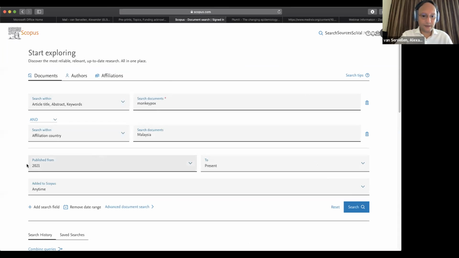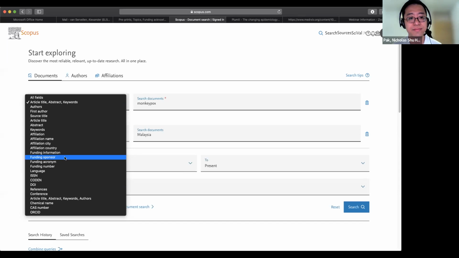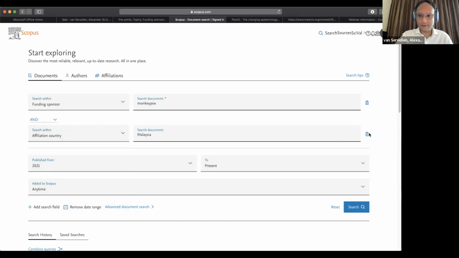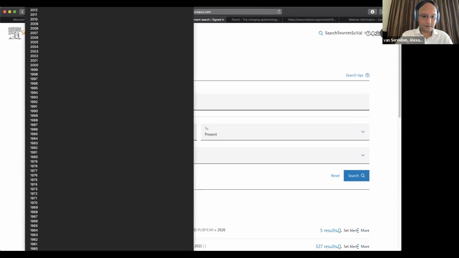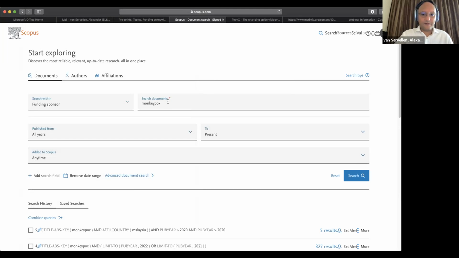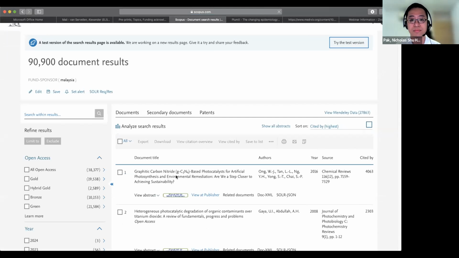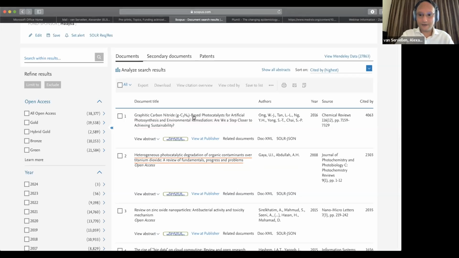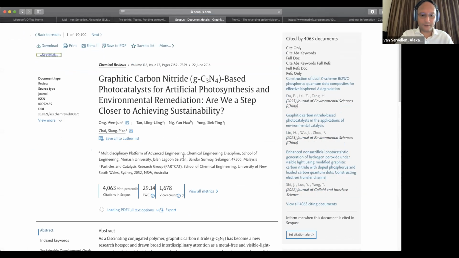So we're going to go back into Scopus, and I need to do an advanced document search. Or can I do it here as well? Yeah, I think that's funding sponsor. I could just do funding sponsor. I'm going to get rid of this one. And I'm going to say anytime, all years. Funding sponsor, let's look at Malaysia, so that means that the funding sponsor has the word Malaysia in it. I do this because I just want to see what the names are of the funding bodies, how they're represented in the data.